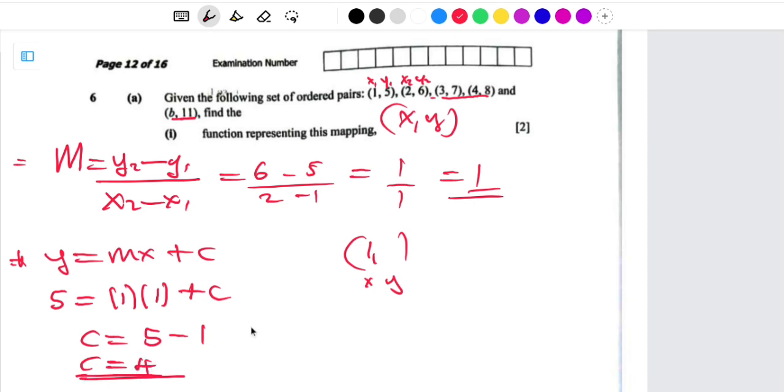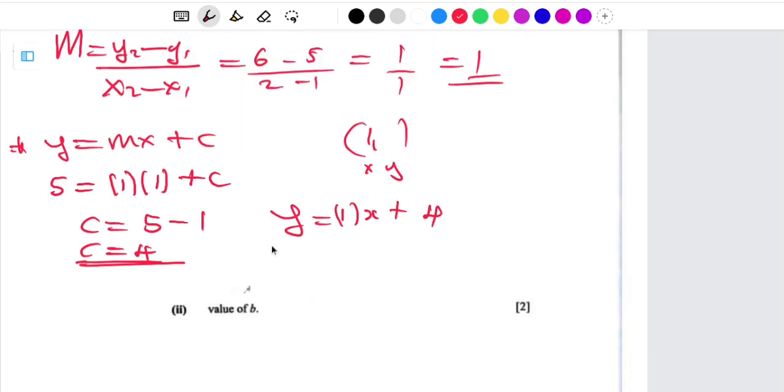So writing now the final function, we can say y is going to be equal to, the gradient there is 1 multiplied by x plus the value of C, which is 4. Now 1 multiplied by x is the same as what? Just the same as x. So x plus 4. Then this is going to be our final answer.